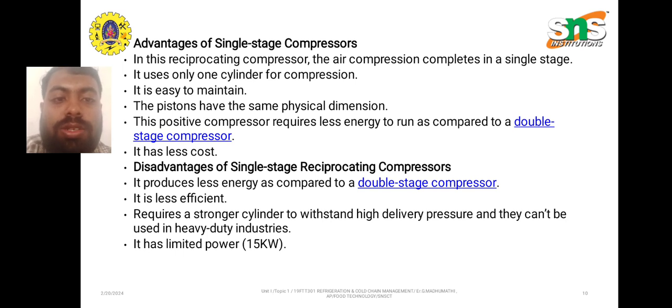It has less cost. Here we can see the disadvantages of single stage reciprocating compressors. It produces less energy as compared to a double stage. It is less efficient. It requires a stronger cylinder to withstand high delivery pressure, and it can't be used in heavy duty industries. It has a limited power of 15 kilowatt.